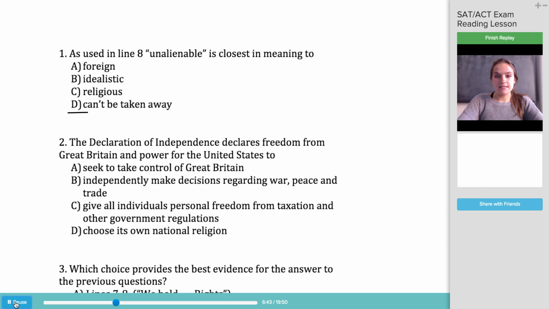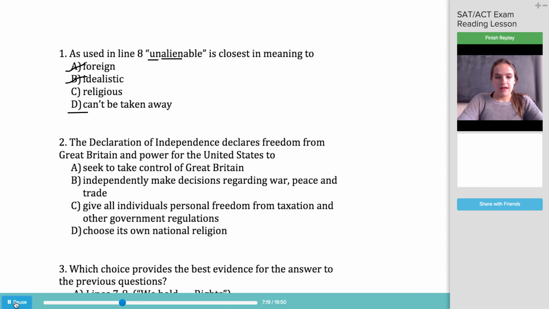You could back into this answer and cross off some wrong answers. Here, alien on its own means foreign. So unalienable would be the opposite of foreign. So you can get rid of A for that reason. Idealistic, again, if something's idealistic, it's not the same definition as being intrinsic. It's something almost that you dream for in an ideal world. So that's incorrect. And religious, it does mention creator in that sentence, but we're talking about undeniable rights, unalienable rights. And so D here is the best answer.